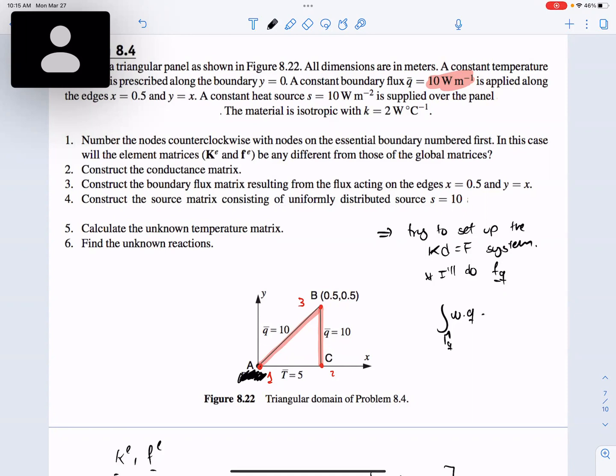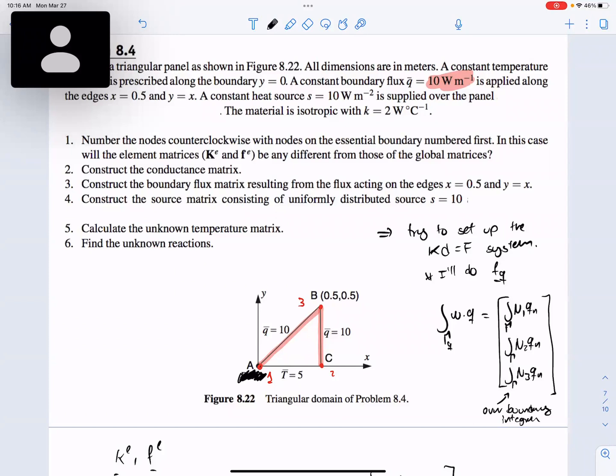So what this leads to is a vector of 3, which will have the integral of the first shape function, the integral of the second shape function, and the integral of the third shape function. So it's going to be a vector of 3 by 1. But the key thing is that these integrals are over the boundary. So we need to integrate the shape function times the flux over the boundary.